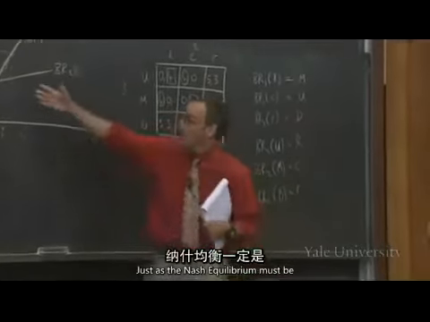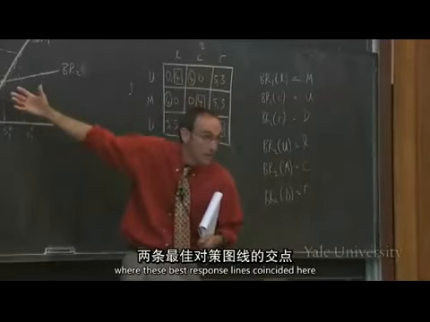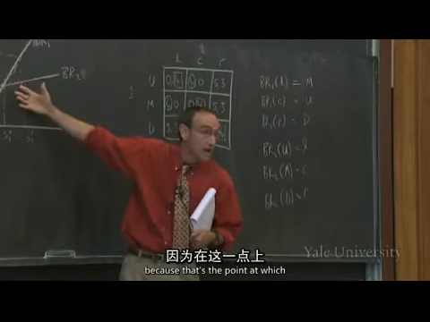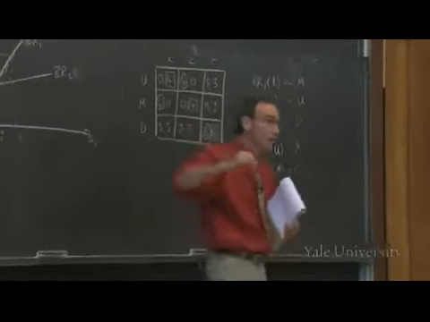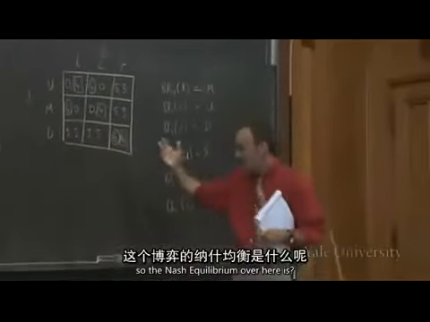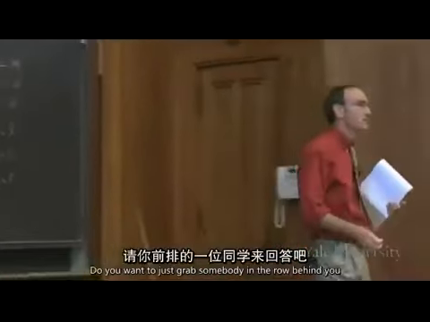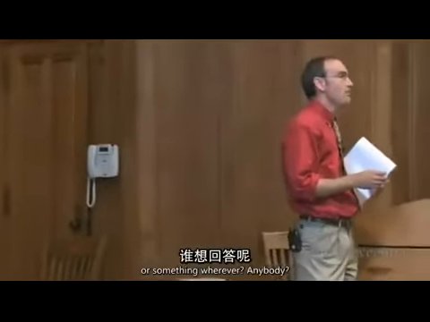And just as the Nash equilibrium must be where these best response lines coincided here, because that's the point at which each player is playing a best response to each other, all right? So the Nash equilibrium over here is, drum roll, do you want to cold call somebody? Do you want to just grab somebody in the row behind you or something, whatever? Yeah? Anybody? Anybody? All right.